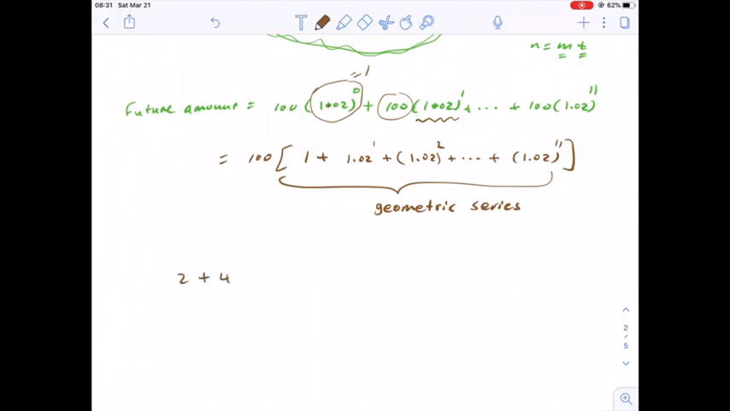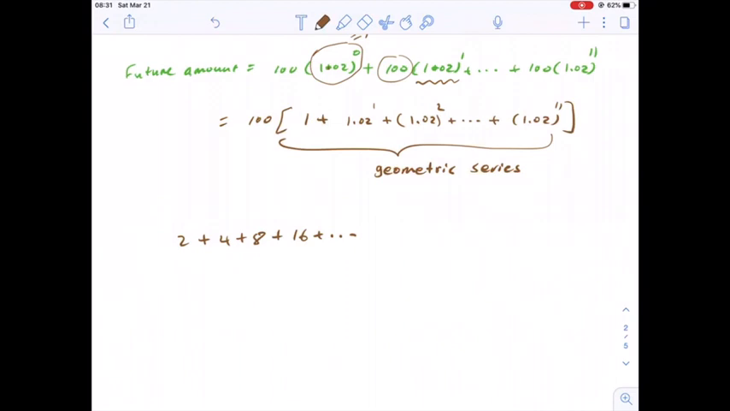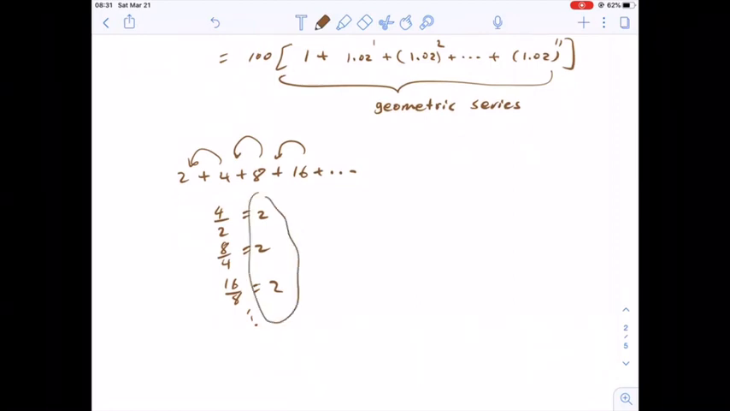For example, if you have 2 plus 4 plus 8 plus 16, etc., this is a geometric series. It is a geometric series because if you divide each term by the previous one, for example 4 divided by 2 you get 2, 8 divided by 4 you get 2, 16 divided by 8 is 2, and so on. So as you can see, we have a constant ratio for all these fractions.